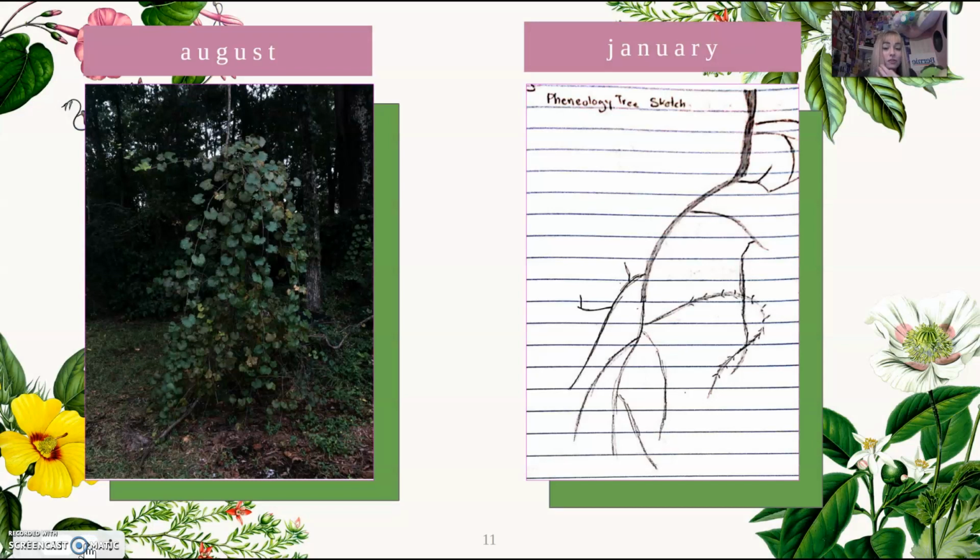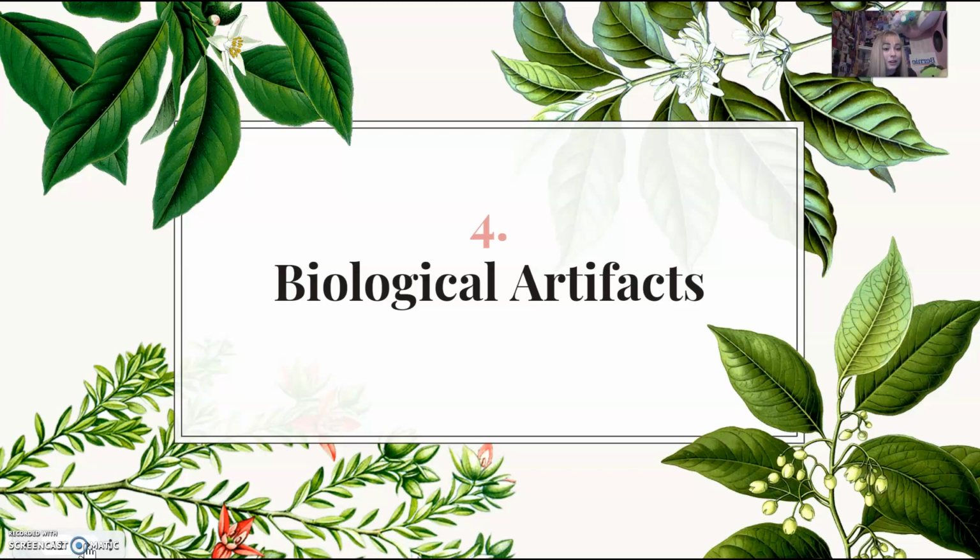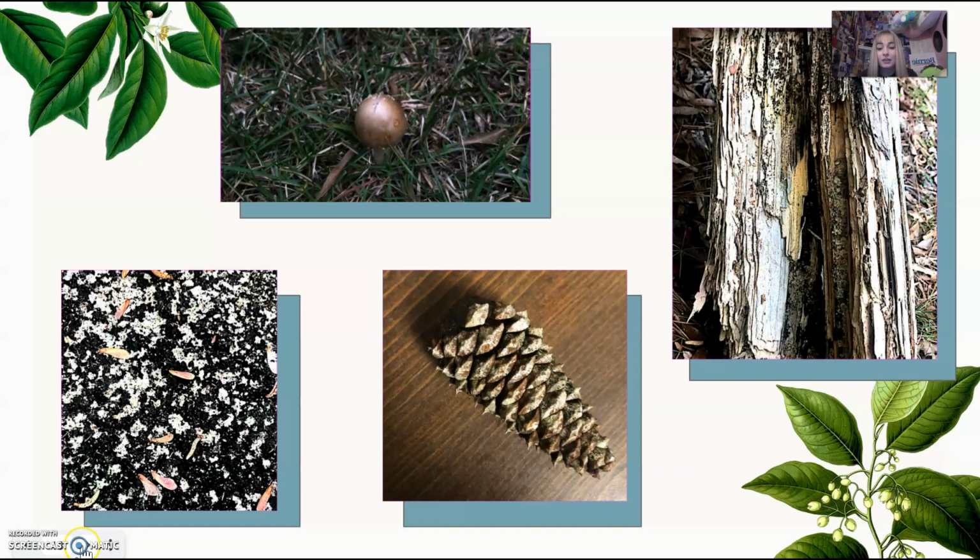And then we can see how the tree lost its leaves. There's an actual picture of the tree in August and then a sketch in January of what the tree looked like, where you can see that it had no leaves. And then biological artifacts from my field site. We can see there's those little helicopter seeds right here, and then a pine cone, a little mushroom, and then this dead log right here.